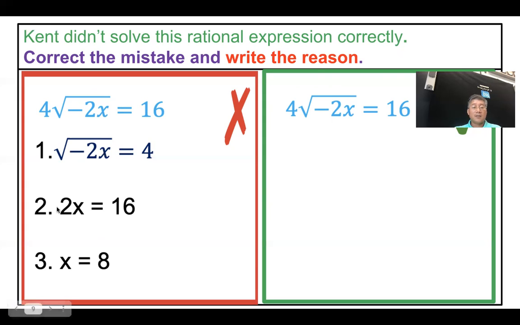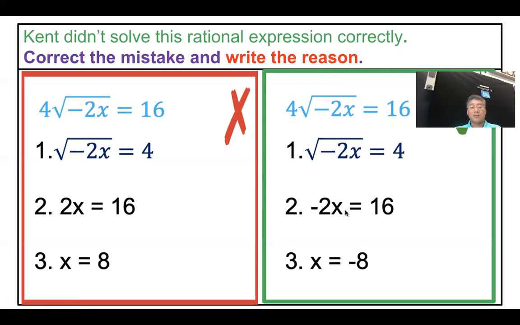So the error is here, right? So it will be like this. If you square it, negative 2x comes out as it is, negative 2x. And then if you solve it, x equals negative 8. And you plug negative 8 into the original equation, you will get the same answer like this. All right, we'll stop here.